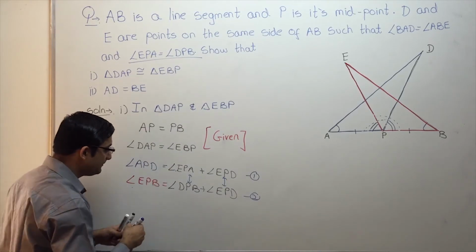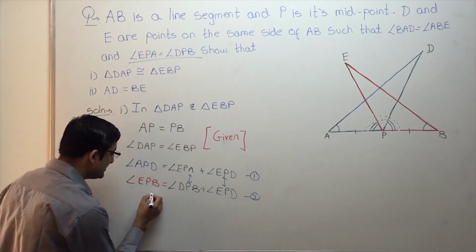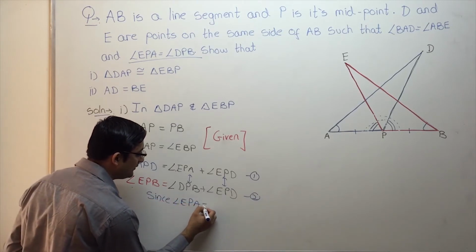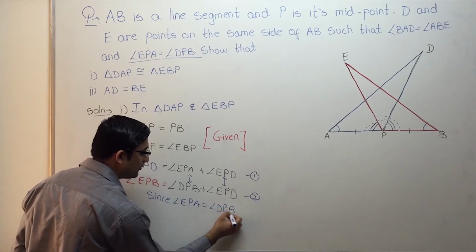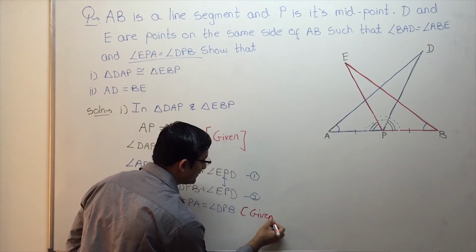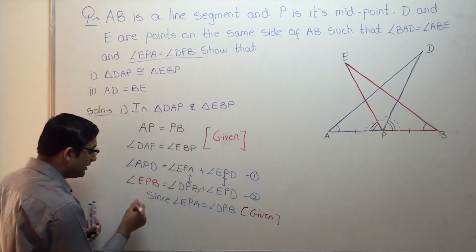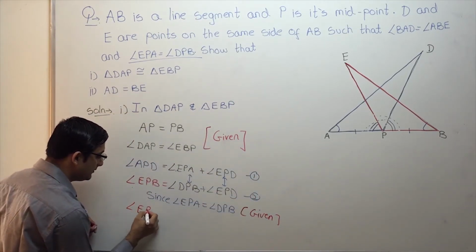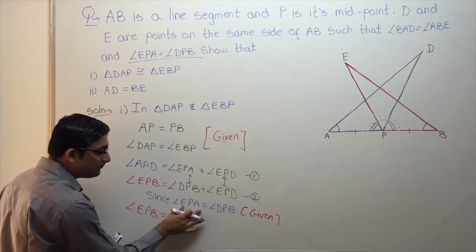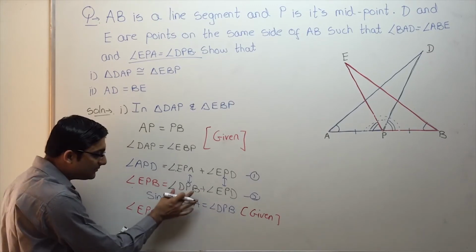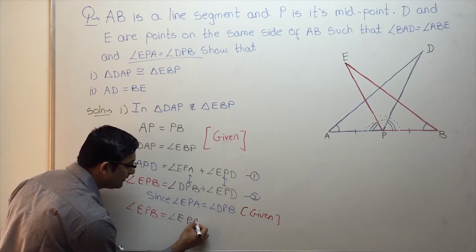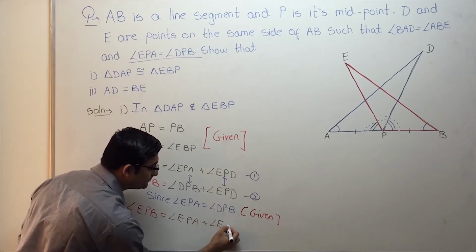So you can mention over here, since angle EPA is equal to angle DPB, why? This over here is given to us. So basically I'll rewrite equation 2. Angle EPB is equal to, I'll replace angle DPB by EPA. Why? These two angles are the same. So replace angle DPB by angle EPA: angle EPB is equal to angle EPA plus angle EPD.